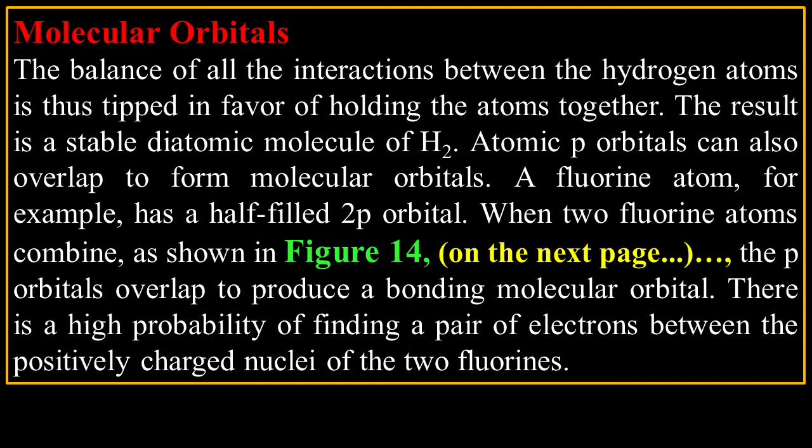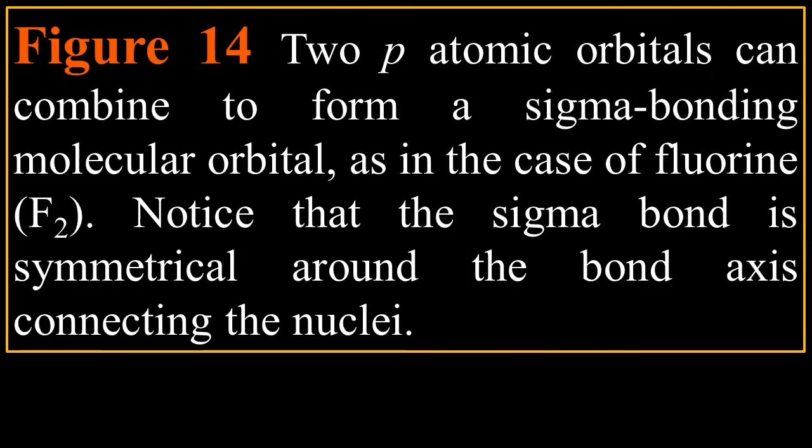Atomic p orbitals can also overlap to form molecular orbitals. A fluorine atom, for example, has a half-filled 2p orbital. When 2 fluorine atoms combine, as shown in figure 14 on the next page, the p orbitals overlap to produce a bonding molecular orbital. There is a high probability of finding a pair of electrons between the positively charged nuclei of the 2 fluorines.